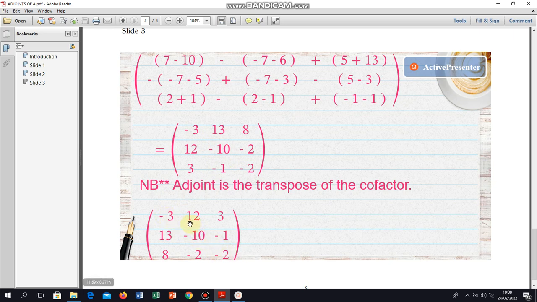Then from there, you move on. We are having 13, 12. So you interchange them. Of course, previously we had here 13 and here we had 12. So it becomes 12, 13. Again, here we are having 3, 8. Of course, we interchange, and here again, we had negative 1, negative 2. Of course, we interchange, and that is it.